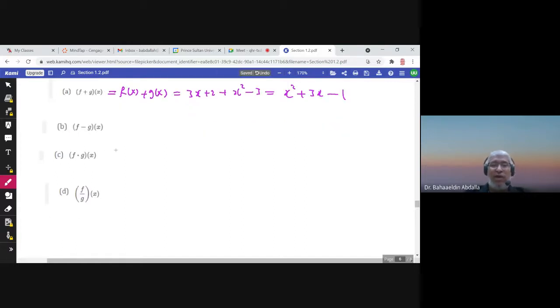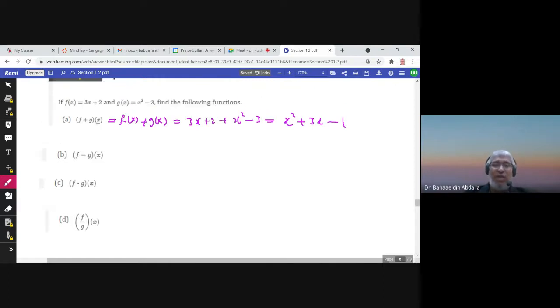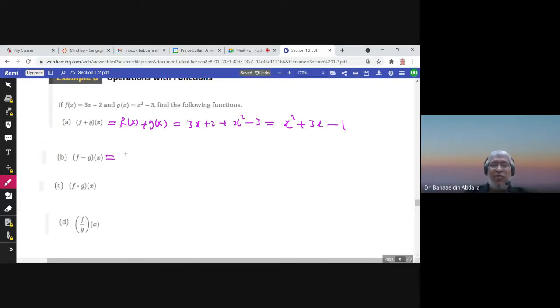Also, you can find f minus g of x by subtracting the two functions. So it's 3x plus 2 minus x squared minus 3, or 3x plus 2 minus x squared, and then minus times minus is plus 3. So the answer would be negative x squared plus 3x plus 2 plus 3, which is 5.